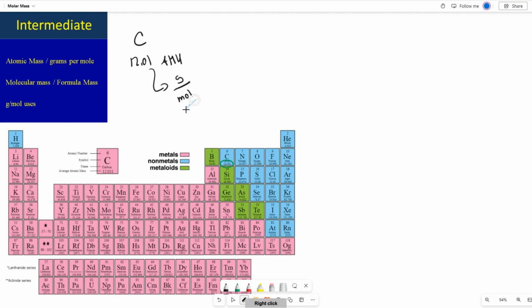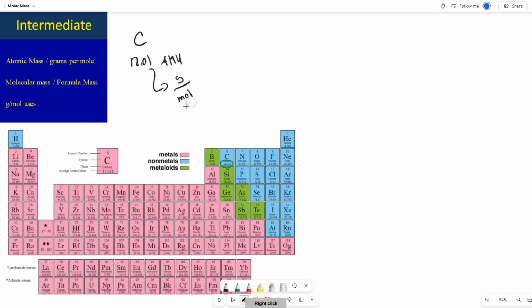And what that means is that if I had 12.01 grams of carbon, I would have exactly 1 mole of carbon atoms, or 6.022 times 10 to the 23rd carbon atoms. If you took a look at hydrogen, hydrogen is 1.008 atomic mass units. That means it's 1.008 grams per mole, which means if you had 1.008 grams of hydrogen, you would have 6.022 times 10 to the 23rd hydrogen atoms.